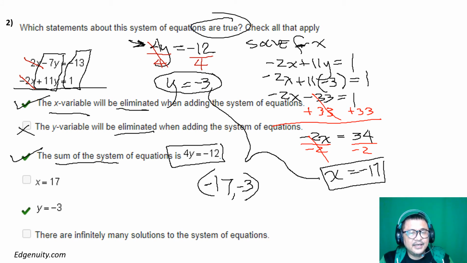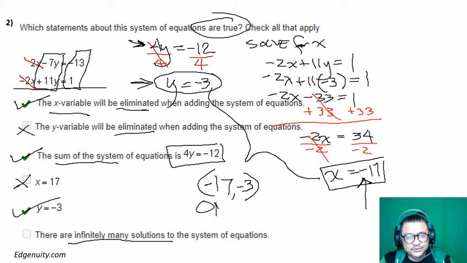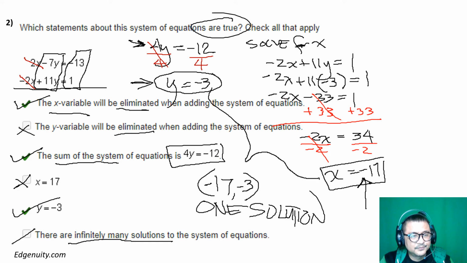Correct. Now, x is equal to 17. No, it was negative. See that? So, not true. And y is equal to negative 3. Yes, we did that a while ago. Check. There are an infinite number of solutions. No, there's only one solution, which is negative 17 and negative 3. All right, so not true. So there are 3 answers for this question.